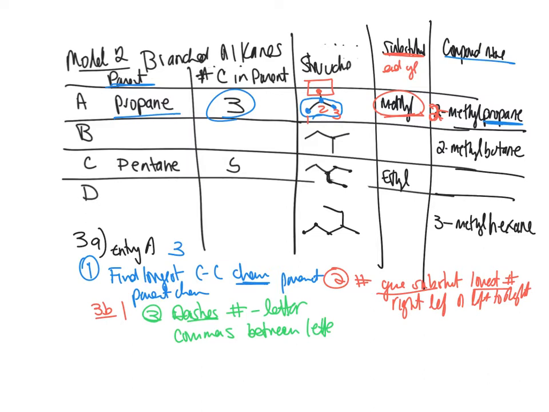Between numbers. Between numbers. Okay? So those are the rules. So in your group, discuss what factors distinguish the parent from the substituent. It's the -yl. Okay? So there's your -yl. Okay, complete the table for C and D.